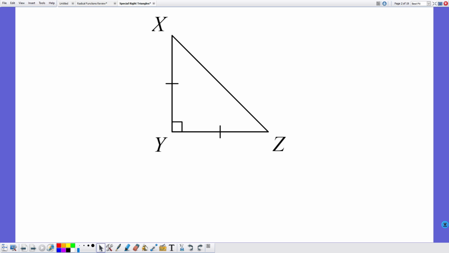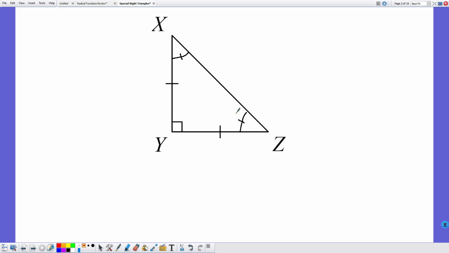Now, this is a right triangle. We can tell just by looking, it has a right angle. And it's isosceles. The interesting thing about an isosceles triangle is that the two base angles have the same measure.